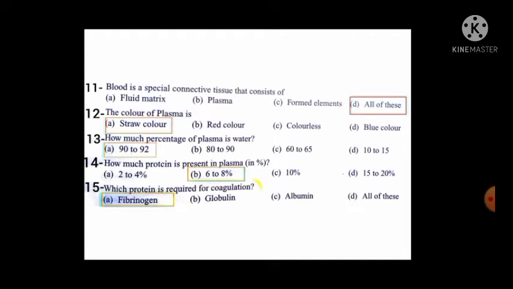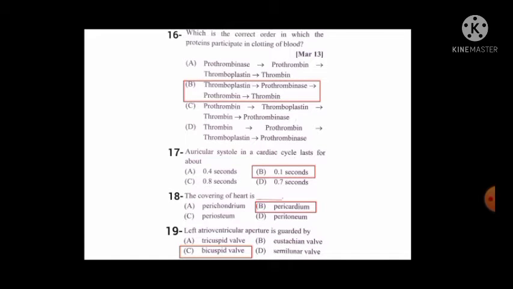Which protein is required for coagulation? Fibrinogen is important. Coagulation means clotting of blood, which requires 2 to 8 minutes. Prothrombin is converted into thrombin, and thrombin converts fibrinogen into active fibrin, which is insoluble. That fibrin with other cells forms a clot. Which is the correct order in which proteins participate in clotting of blood? Thromboplastin, prothrombinase, prothrombin, thrombin is the correct answer.